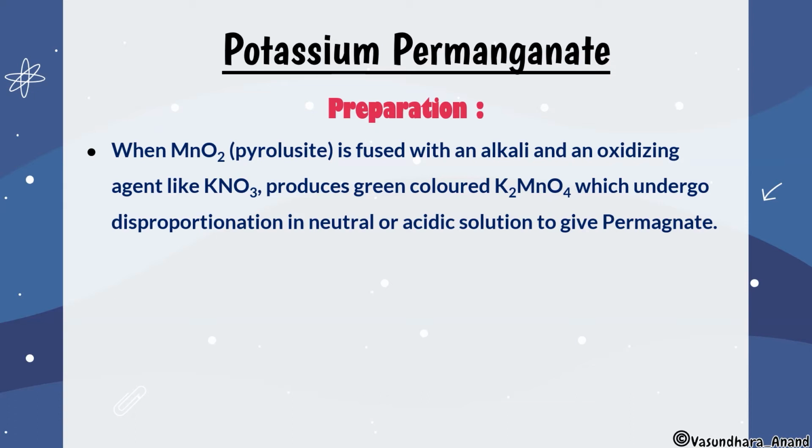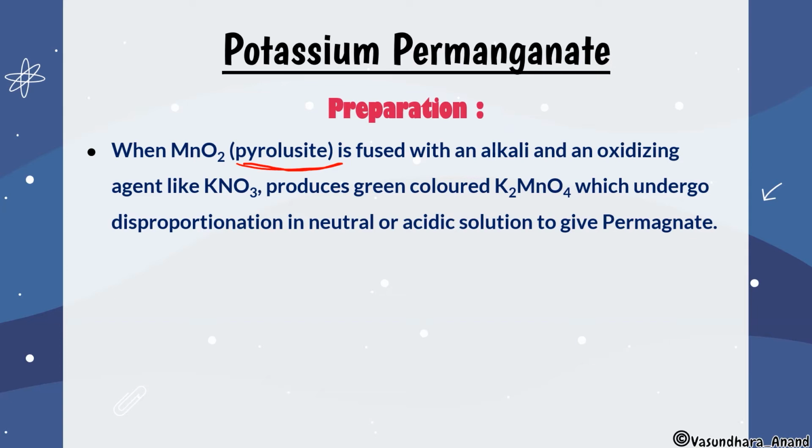3-4 years back in your board exam, it was asked to write the equation for preparation of potassium permanganate from pyrolusite. This pyrolusite is nowhere in your NCERT in the explanation. The word pyrolusite is given only in the question form. So there was great confusion at that time. Right now you should know that pyrolusite means MnO2.